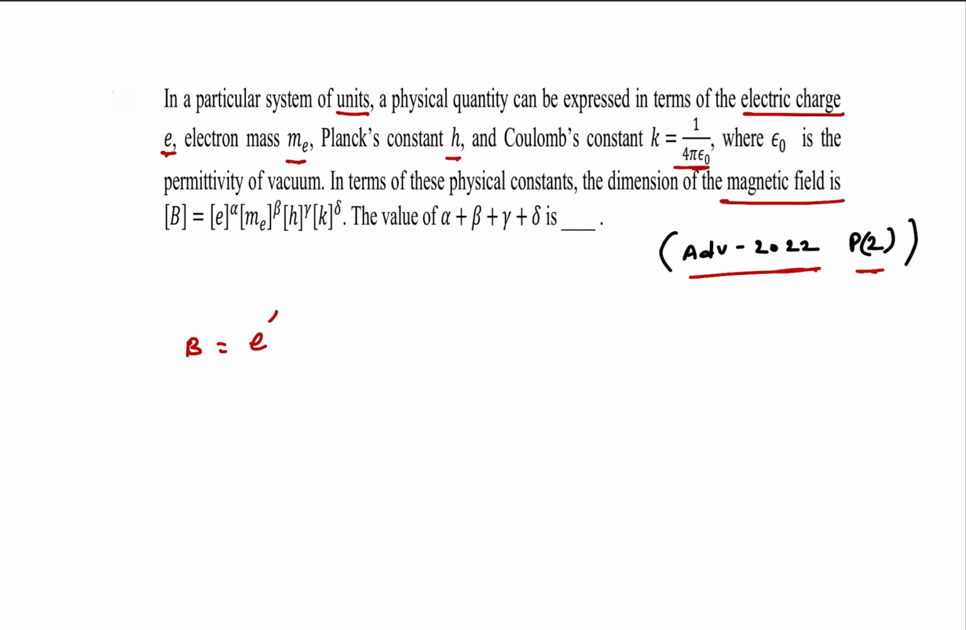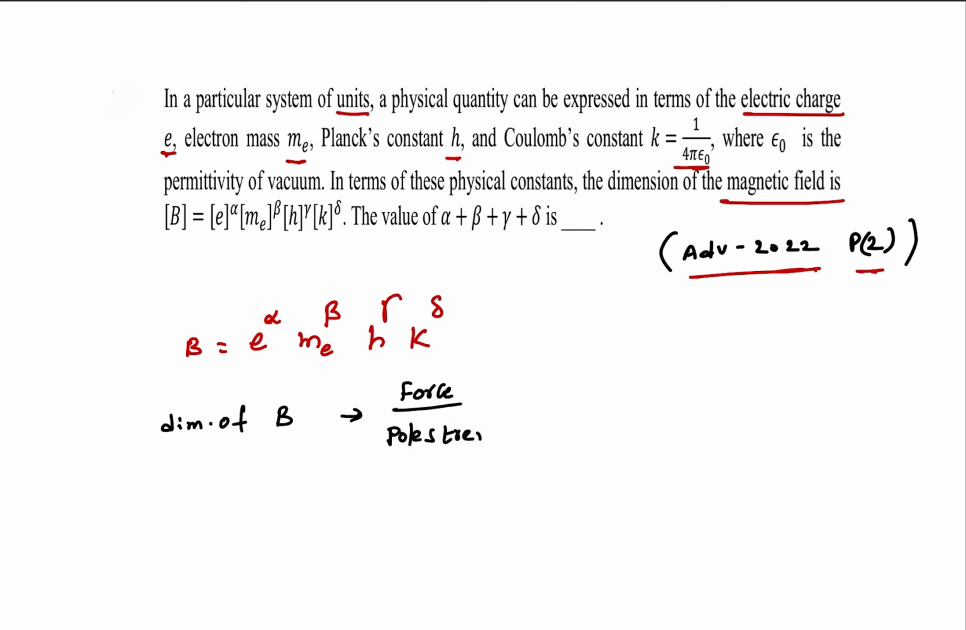So I am writing first, they have given that the dimension of B is equal to e power alpha, m_e power beta, h power gamma, k power delta. Now you need to write the dimension of each and every term. Dimension of B, magnetic field.